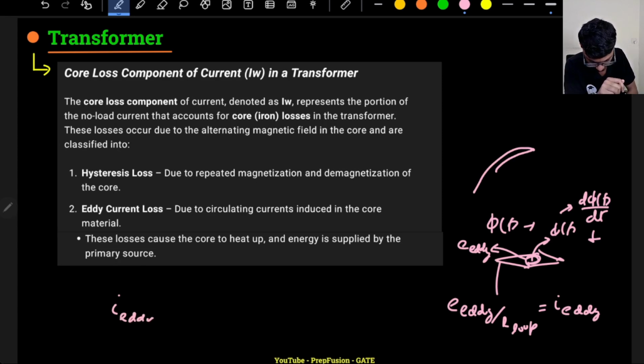So the loss is I eddy whole square into R. That's it basically. Okay, I hope you have understood this point.